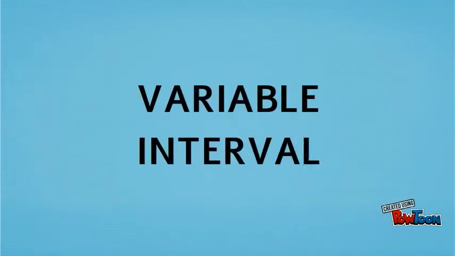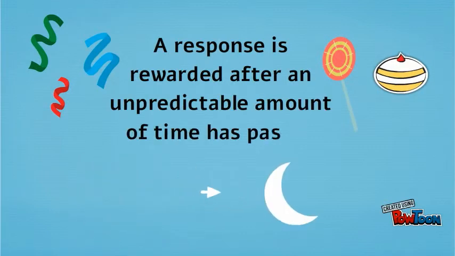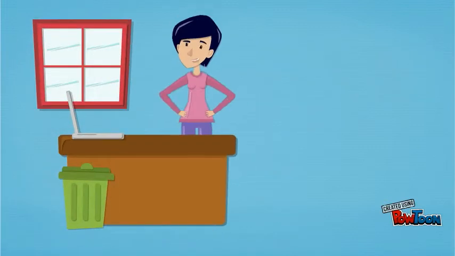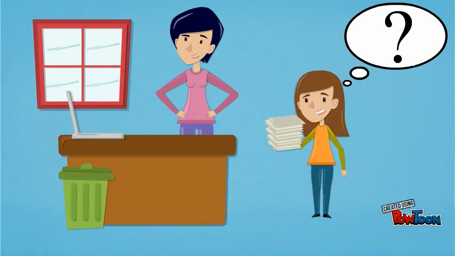A variable interval schedule is where a response is rewarded after an unpredictable amount of time has passed. For example, Samantha's teacher assigns the class homework nightly, but checks off their work randomly. Since Samantha does not know when the homework will be collected, she makes sure to always have her homework done to avoid getting a zero.